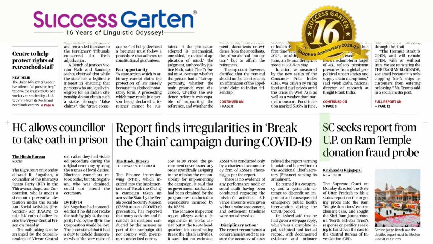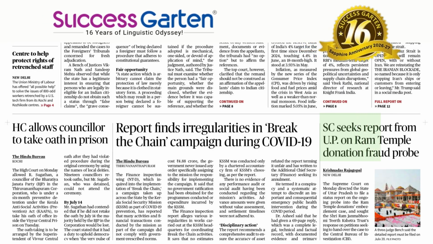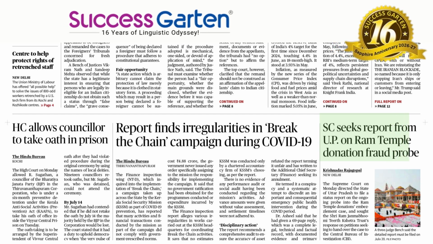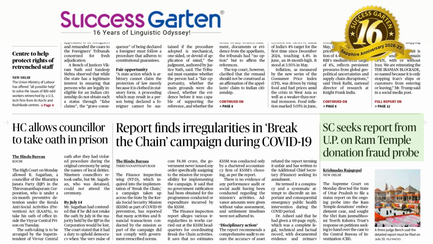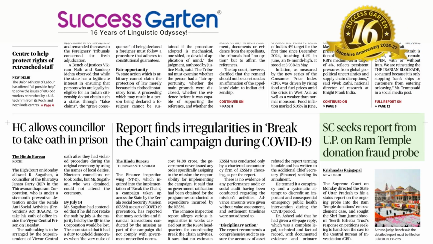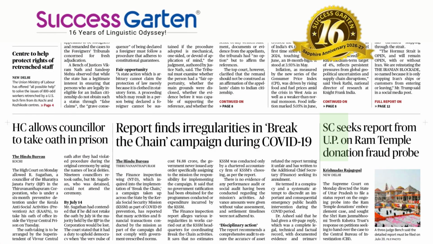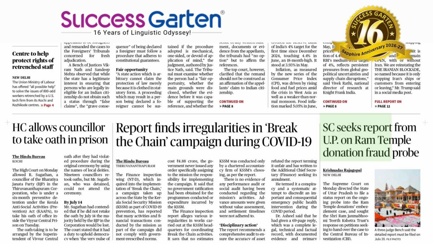Now we move to the next news item. SC seeks report from UP on Ram Temple donation fraud probe. So here the doer is SC. What does it do? Supreme Court. It seeks. As we know, seek is a very popular verb. Seek, sought. When somebody seeks something, what happens? You try to find out something. So what does SC seek? SC seeks report. From what? From UP, Uttar Pradesh, on Ram Temple.